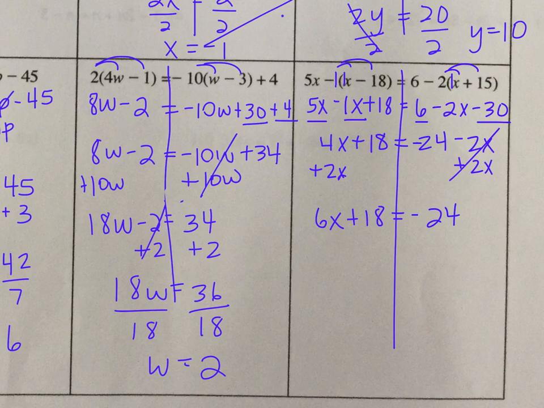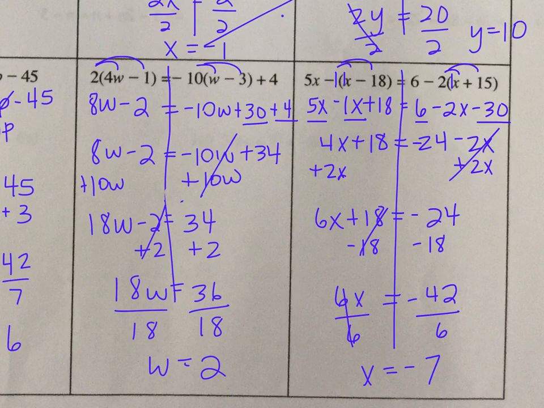All right, now I'm just doing what we've been doing. Subtract 18 on both sides. 6x equals negative 42. Divide by 6. X equals negative 7. All right, that was our video for the day.